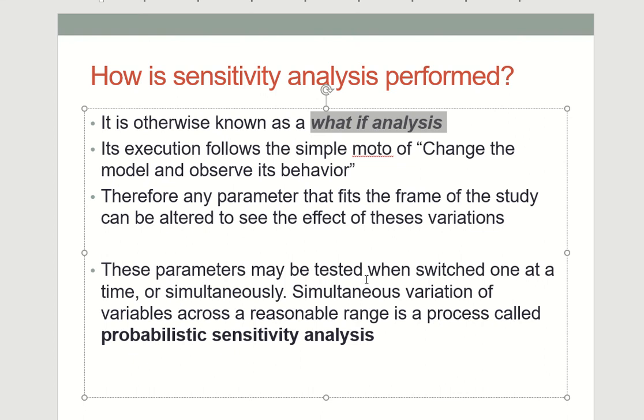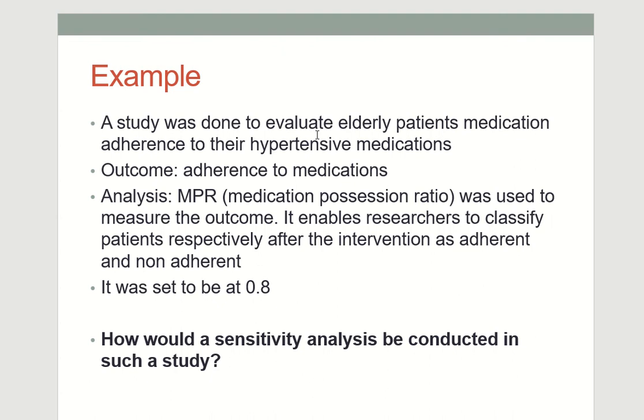These parameters may be tested when switched one at a time or simultaneously. Simultaneous variation of variables across a reasonable range is a process called probabilistic sensitivity analysis. Let's look at the example. A study was done to evaluate elderly patients' medication adherence to their hypertensive medication. The outcome is adherence to medication. For the analysis, the medication possession ratio was used to measure the outcome. It enabled researchers to classify patients, after the intervention, as adherent or not adherent.